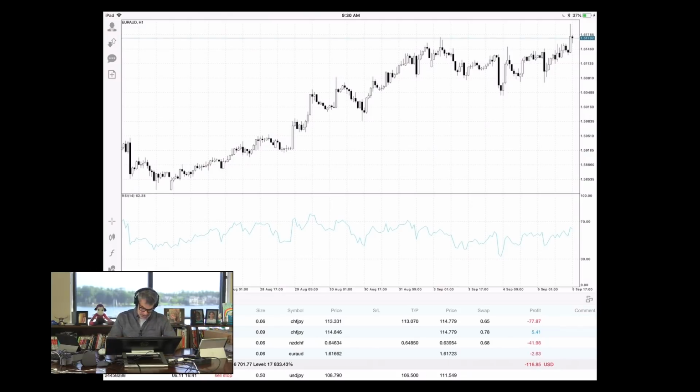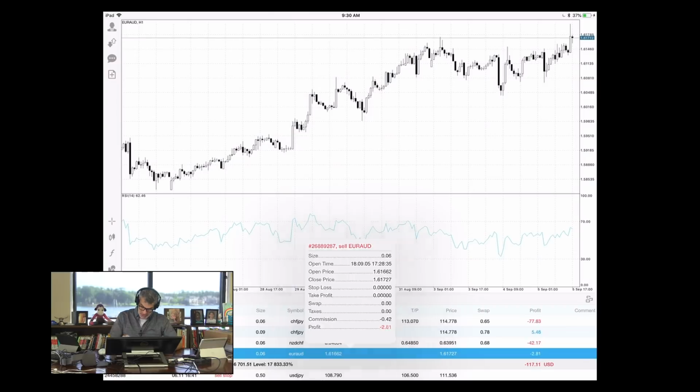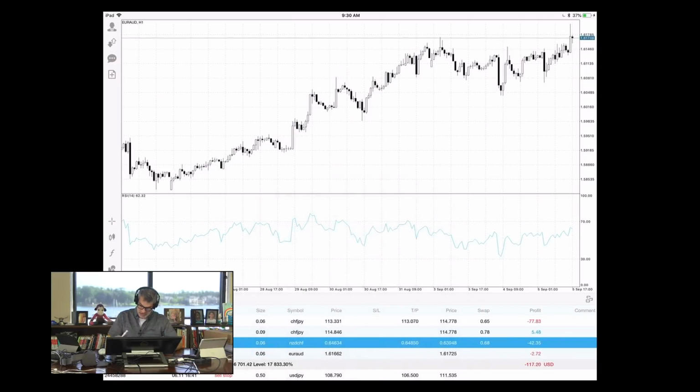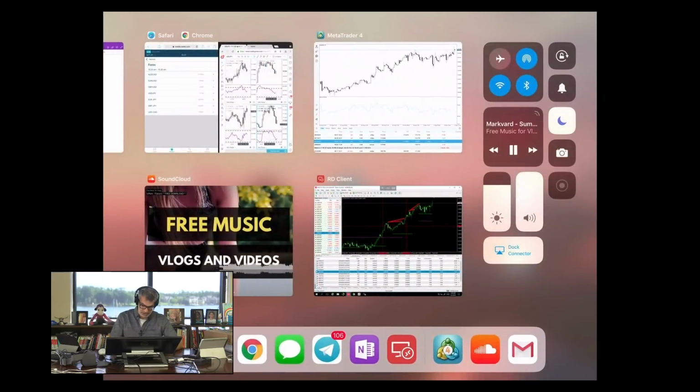All right, so here's the trading account where this trade is residing. We also have a New Zealand Swiss and some Swiss yen trades open. Not worried about those at all. Not concerned in the slightest about those.